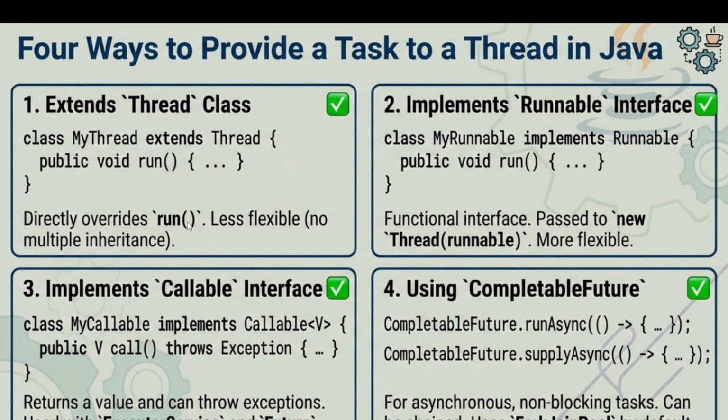So why do we have to write our own run method? We will see. One more is implementing the Runnable interface. This is a functional interface passed to new Thread. Another way is implementing the Callable interface, which was introduced from 1.5 onwards. We should use ExecutorService to call this Callable. That also we will discuss. Using CompletableFuture. All these we will see in practical.